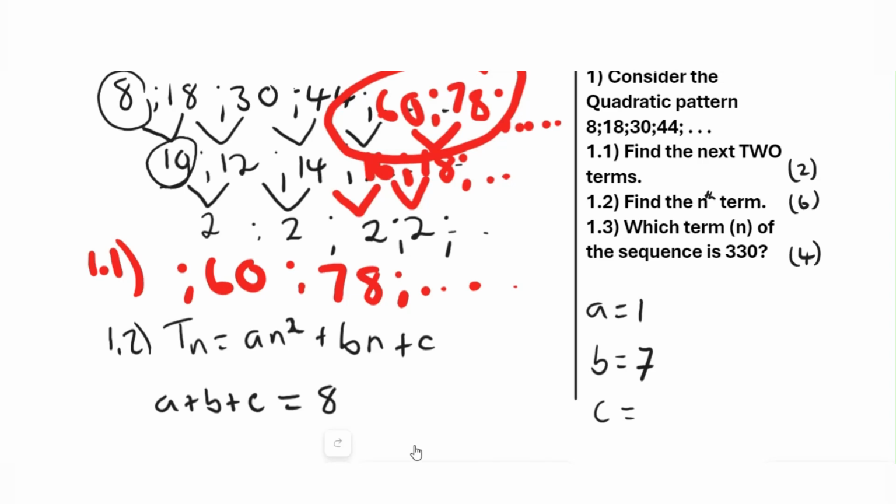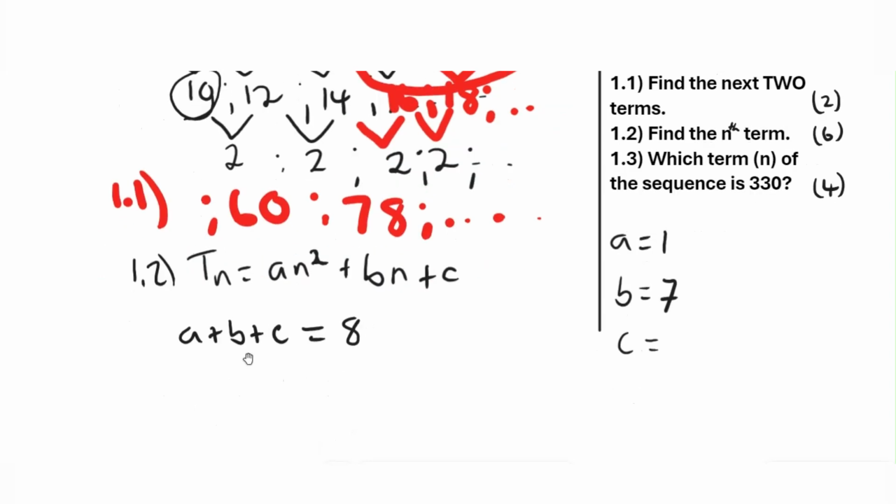Okay, but it's a lot of work with those ones. So with a plus b plus c equals 8, we can just proceed and find the answer. a is 1, b is 7, plus c is 8. So 8 plus c should give you 8. This means c should be nothing. So that 8 equals 8.